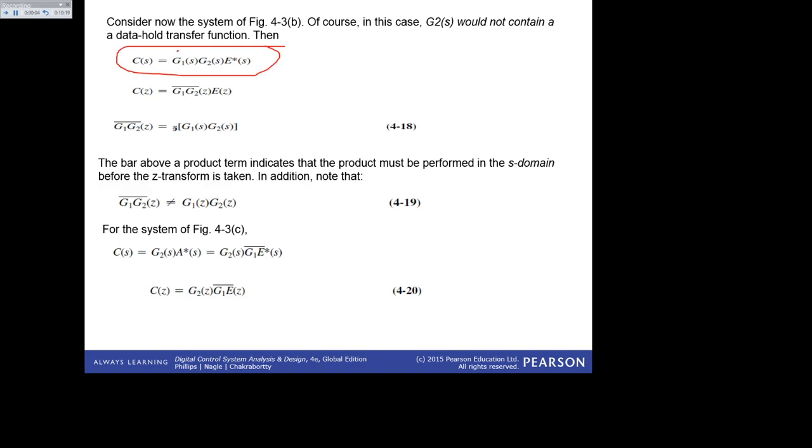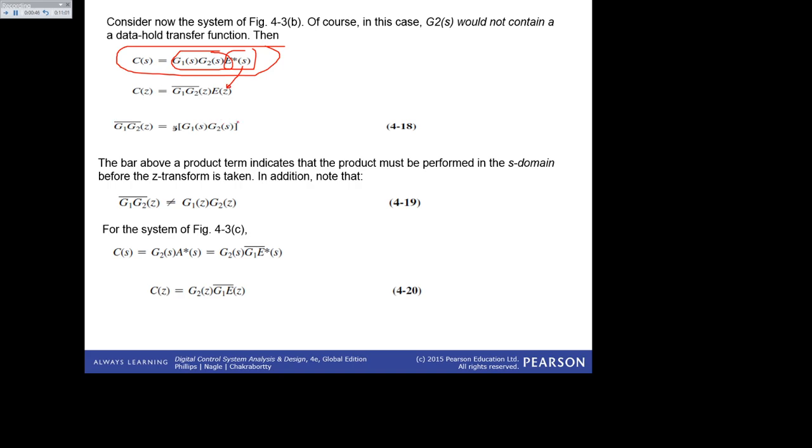So now apply the Z transform of both sides. Because they are all in S, G1(S) and G2(S), you cannot get the Z transforms of the two functions separately and multiply them. What you need to do is multiply them in S and then convert to Z. That's why you have this bar here: it means these two transfer functions need to be multiplied in S, and then you apply the Z transform of the multiplication, not separately. Then the Z transform of E asterisk S will be E(Z), and that's it.